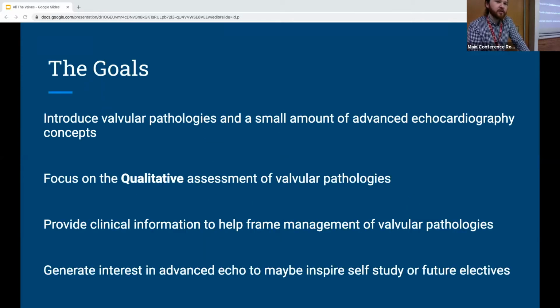Okay, so the goals of this lecture are not to go over everything. I just want to highlight my goals. I want to introduce some valvular pathologies, a small amount of advanced echo concept. I want to focus primarily on the qualitative assessment of valvular pathologies, and I want to provide a little bit of clinical information to help frame the management of valve pathologies. And mostly, I just want to generate some interest in advanced echo and maybe inspire some self-study or future electives. I know a number of people have done the Dr. Vidarakis elective and have really, really enjoyed it, as well as advanced ultrasound within our own department.